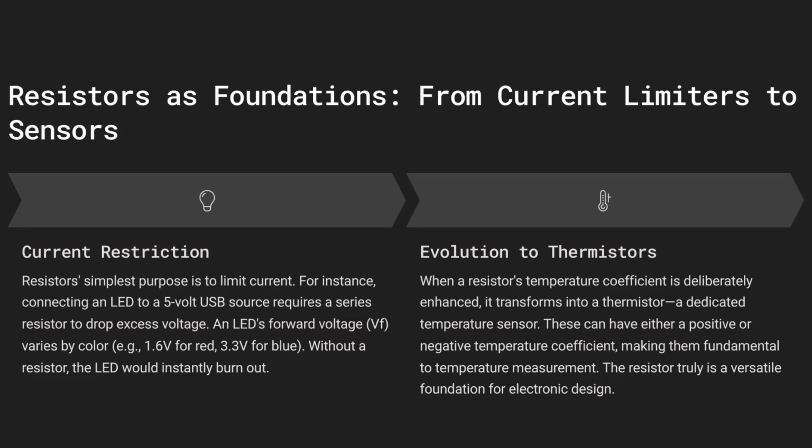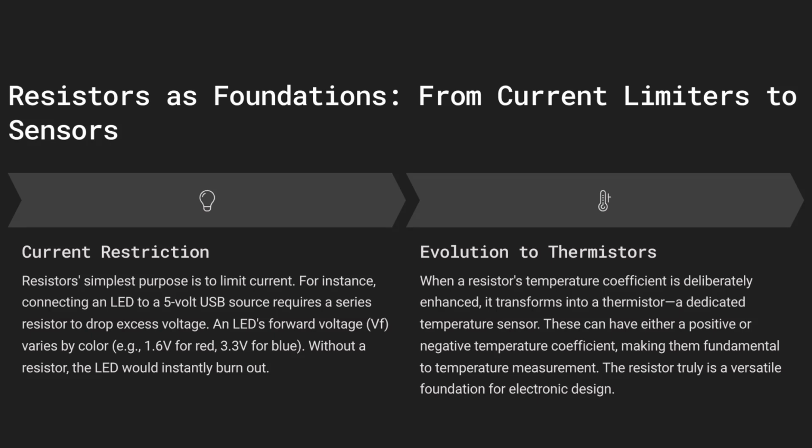Which brings us perfectly into the why of resistors, starting with their simplest purpose, current restriction. Yes. The classic practical example from the sources is always connecting an LED to a standard 5-volt USB source. You can't just connect the two directly. You can't. The V_F, or forward voltage, which is basically the minimum voltage needed to turn that light on, varies drastically depending on the color. A red LED might turn on at 1.6 volts. But a blue or a violet one might need 3.3 volts.